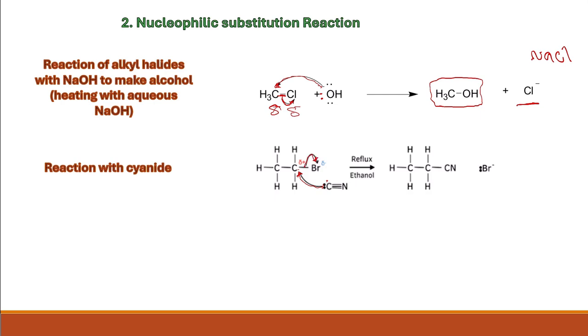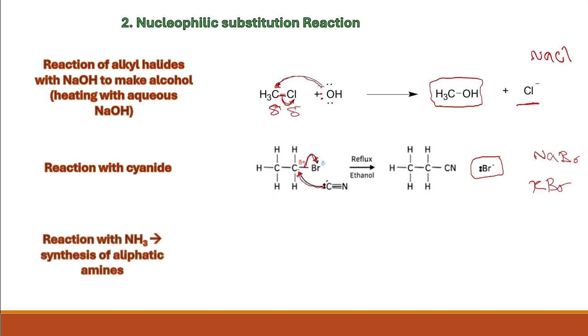We do this reaction by reflux in ethanolic potassium cyanide or sodium cyanide. That will give you the product, which is the nitrile substitution product, and then we have the bromide ion, which has the negative charge. Remember that you used sodium cyanide or potassium cyanide, so again the side product is going to be sodium bromide or potassium bromide, depending on which one you've used at the beginning.